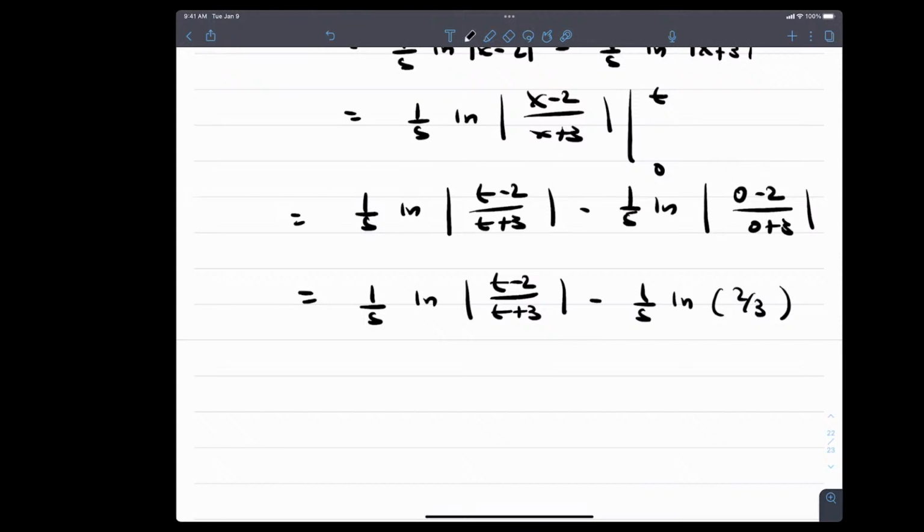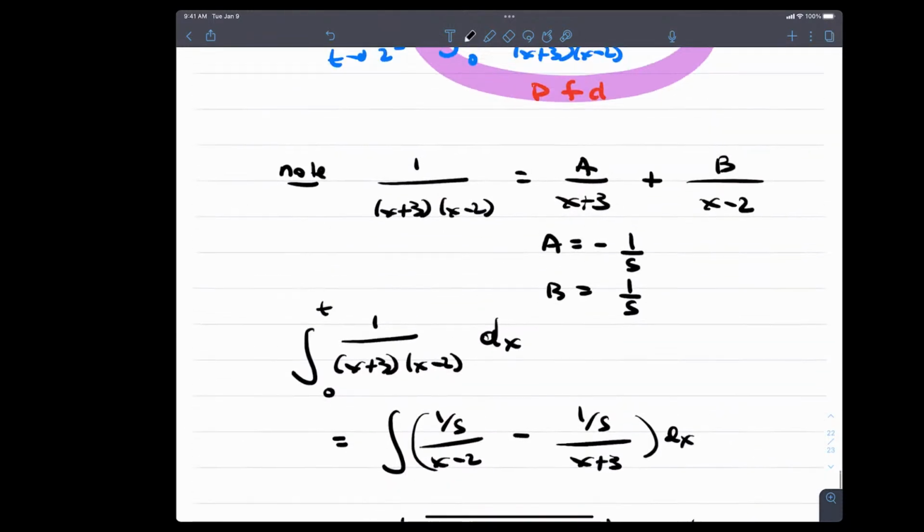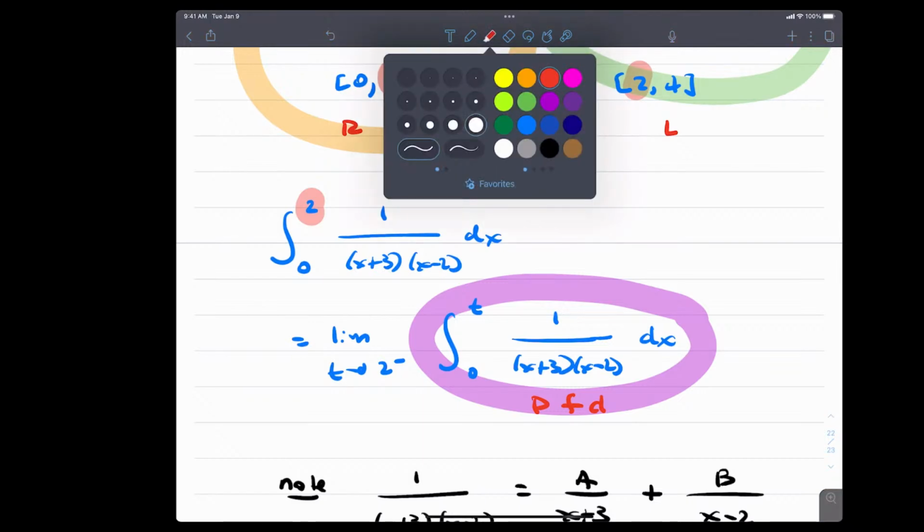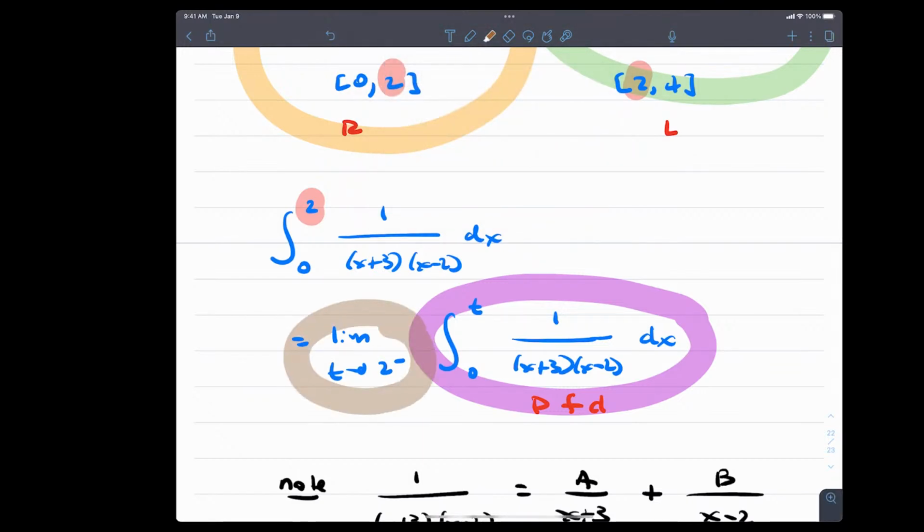Remember, 0 minus 2 is negative 2. 0 plus 3 is 3, but you're taking the absolute value of a negative 2/3, which is positive 2/3. Okay, so anyway, just so that you guys know. Now, what's the limit here, though? Limit as t goes to what? 2 from the left.